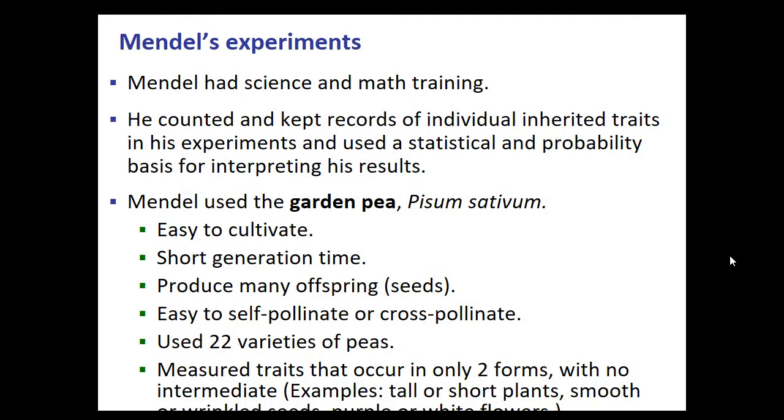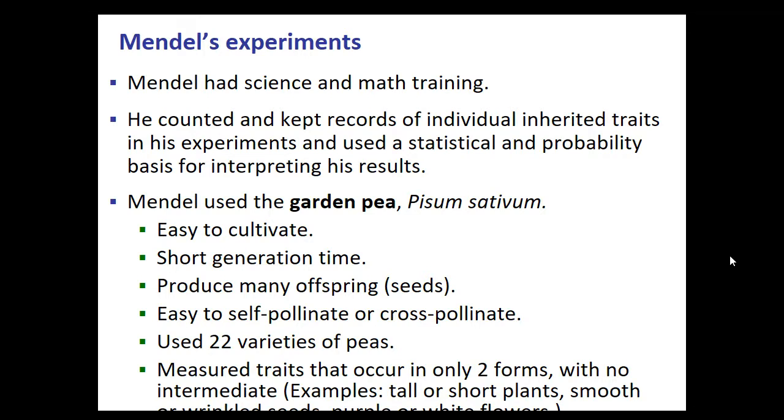And so he used this garden pea, this species Pisum sativum, for several reasons. They're easy to cultivate. You could grow them in pots really easily. Short generation time, just a few weeks. You plant a seed, and in a few weeks you've got an adult plant that's producing seeds. So he could do a lot of generations in just one year and get a lot of results. They produce many offspring, so many seeds.